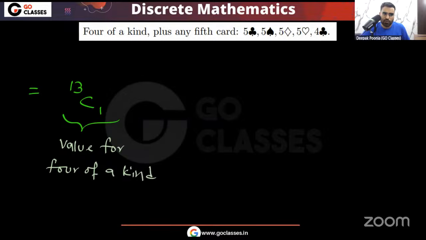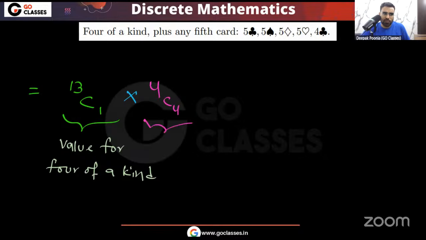This is the value I'm choosing for 4 of a kind. Once I choose this value, then for this value I will choose all the 4 cards. Actually, for each value there are 4 cards only, yes or no? For each value there are 4 cards in the 4 suits. And you can see in this 4 of a kind, once you choose this value, then for that value all the 4 cards you will choose. Total 4 cards are there, all of them you will choose.